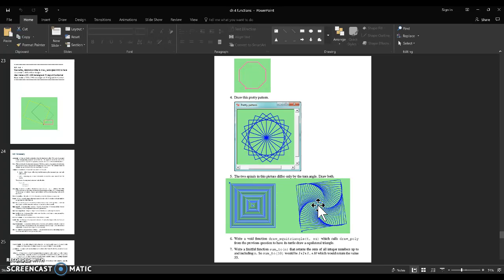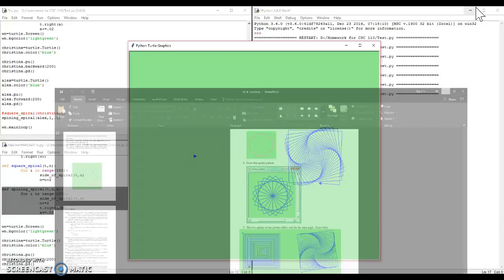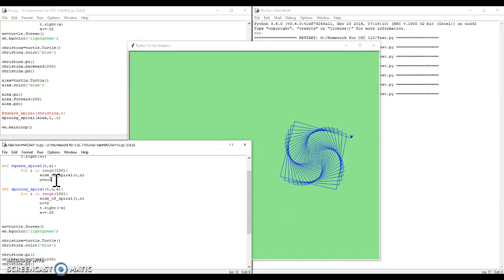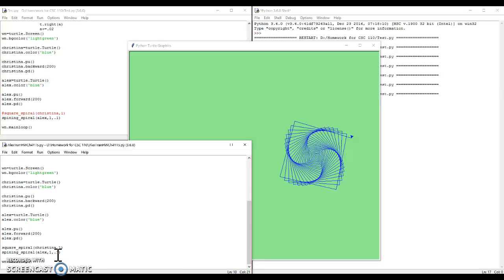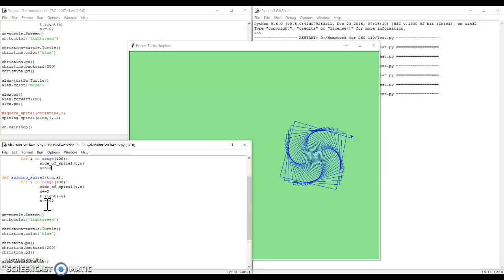And what really changes about this is only the angles. It says the two spirals in this picture differ only by the turning of draw both. How I decided to draw both was basically I used the square spiral formula, but I couldn't use it as its individual formula. I had to add in another one where the square spiral had t dot right minus a. And that a is originally 0.1, and then a's counter repeatedly adds 0.02 every time it goes through the for loop.